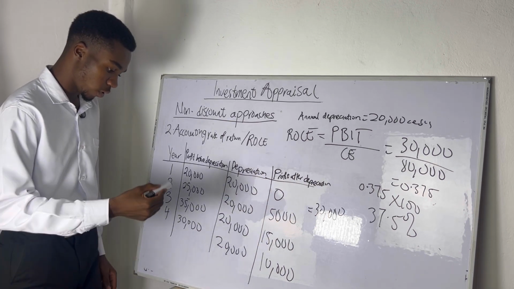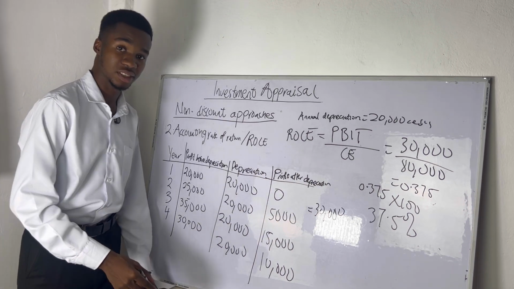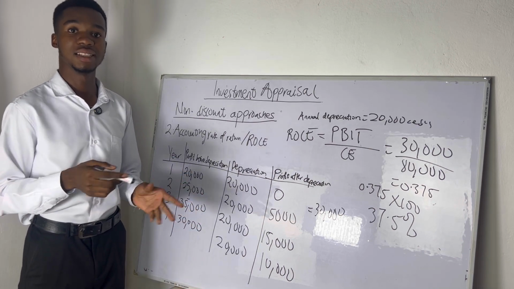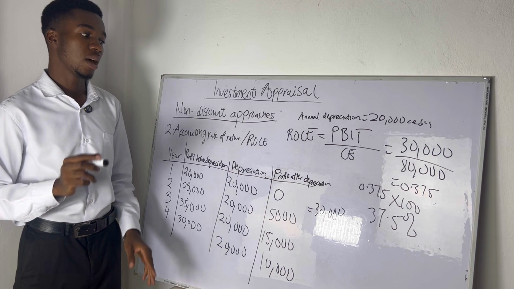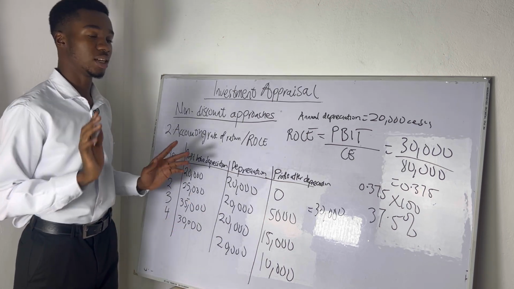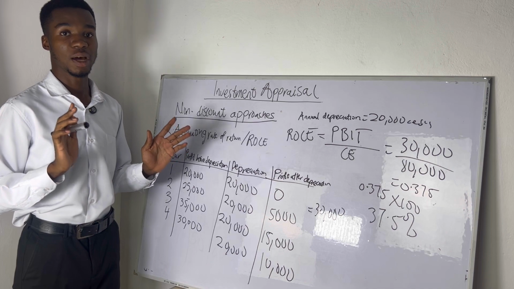Assuming we got 24% or anything less than 25%, then we wouldn't accept it. If it was 23%, 22, 19, 18, or something, we won't accept it. But since it's more than the question's expected internal rate of return, we are going to accept it. So that's it for the return on capital employed.